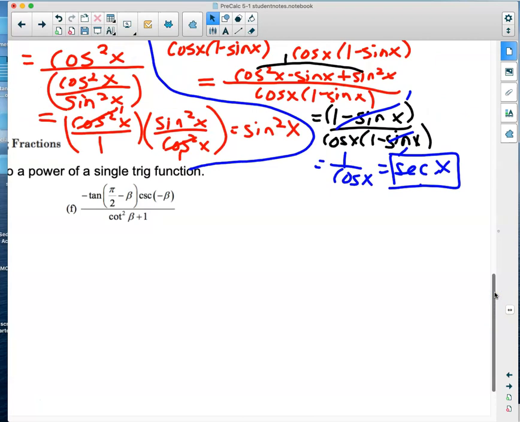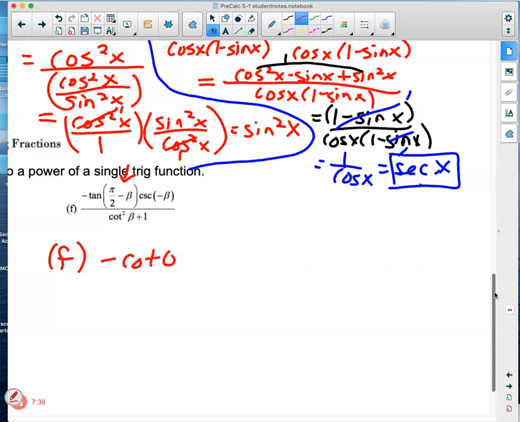And now I knew I was going to run out of space, so I went ahead and put f down here where it would be a little bit more accessible and give me a little bit more space. So for f, I take a look at it and I start thinking, well, that is for cofunctions. So I've got negative tangent of pi over 2 minus beta. And tangent, you can't drop the negatives for because that's an odd function, but that's going to give me cotangent because that's the cofunction. And they used beta this time, so we want to stick with that variable. And then they have cosecant of a negative beta.